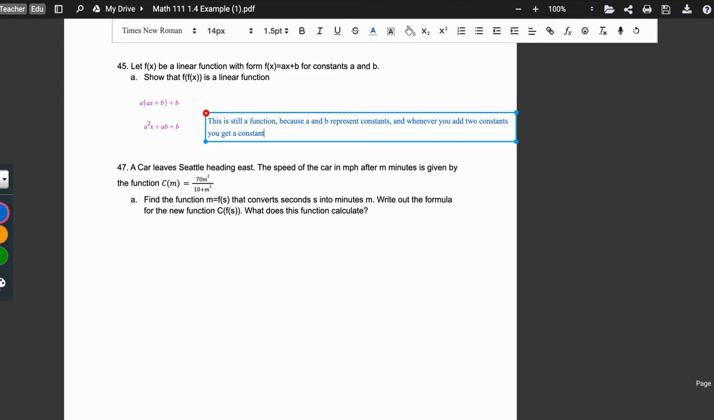So we need to find the function m equals f of s that converts s into minutes. We need to write out the new function c of f of s. So we need to try to figure out how I can convert minutes into seconds. If you think about it, we know that there are 60 seconds in 1 minute, right? So how could you write that as a conversion?